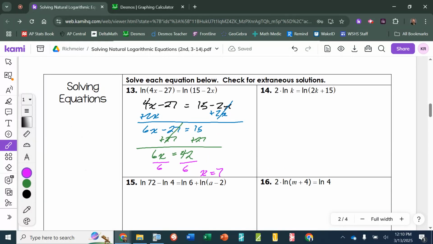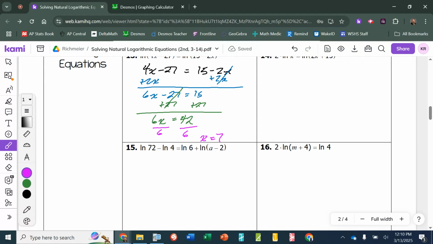However, what I have to remember is I've got to check for extraneous solutions at the end. So this is where I need to go back and make sure that it gives me equal values on both sides of the equation. So if I take 7 times 4, that is 28, minus 27 would give us 1. If I put 7 over here on the right-hand side, I have 2 times 7 is 14. 15 minus 14 is also 1. So the natural logarithm of 1 has to be equal to the natural logarithm of 1. So that means that this answer works.